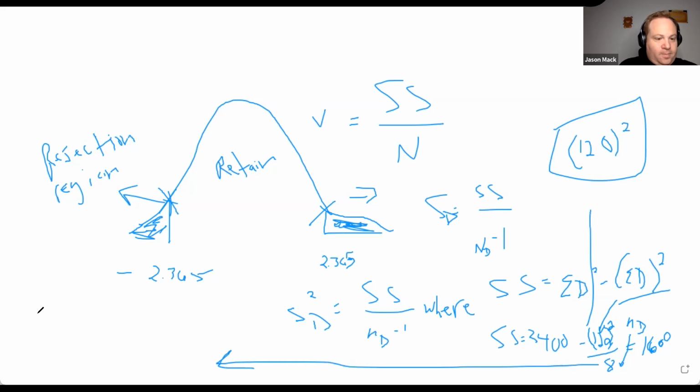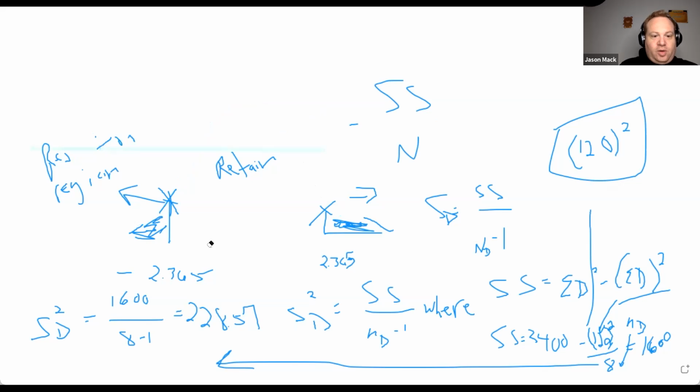Therefore, S squared D is equal to 1,600 over the degrees of freedom, so 8 minus 1, which is 7, which is equal to 228.57. And for the standard deviation, all we have to do is take the square root. So let me erase some of this just so you can keep going here.